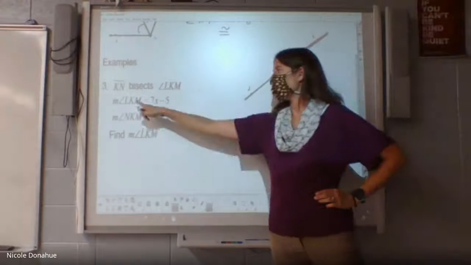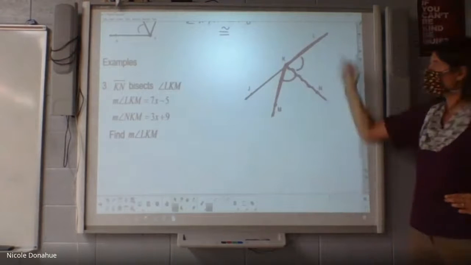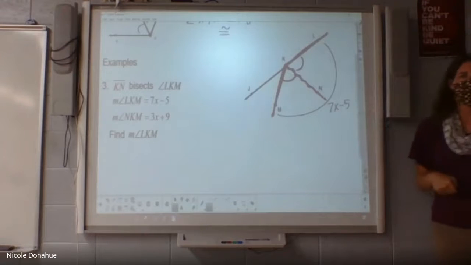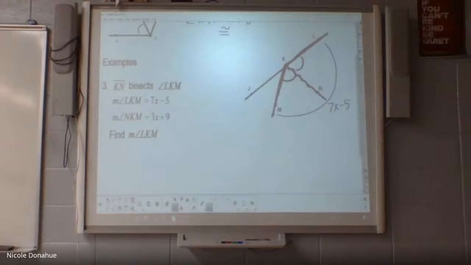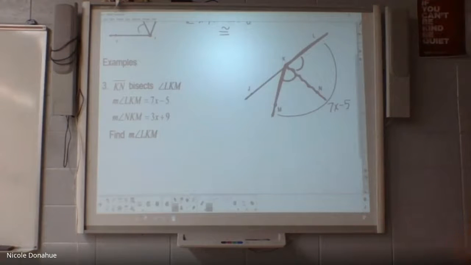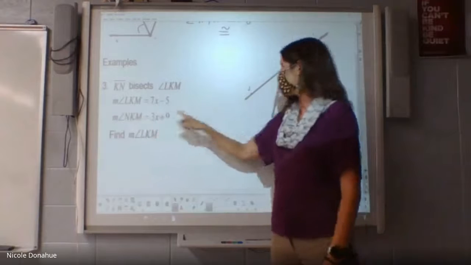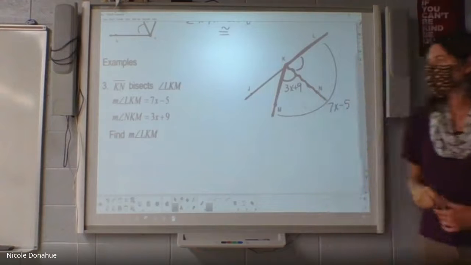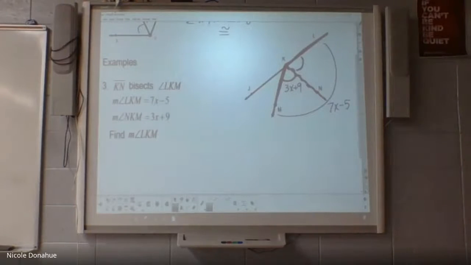Now they tell me that LKM is 7x minus 5. L to K to M, so that's this big angle, is 7x minus 5. I kind of use different marks, and this is why I would suggest drawing in geometry class. If you show me your paper and all you have is answers, it'd make me think you weren't doing your work, because if I need to draw this, I couldn't visualize what they're talking about unless I wrote this out. It's a really great idea to do that. They tell me that NKM, that's this one, is 3x plus 9. They want me to find the big angle.